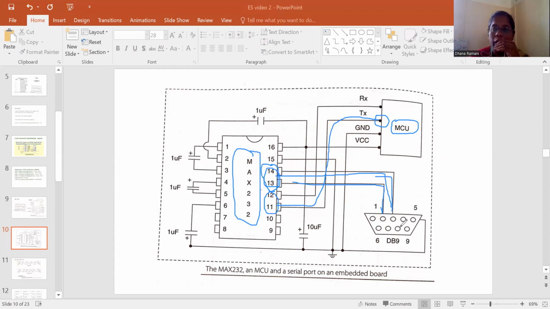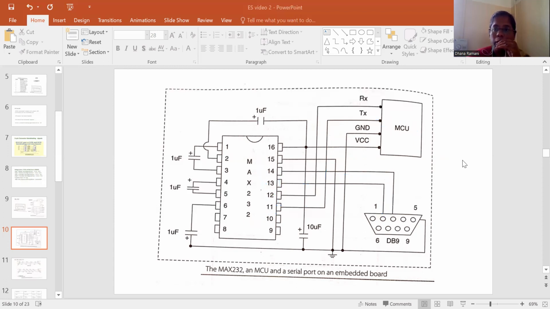Similarly, on the receiver end, when it receives the signal through the connector, again it will be given to the MAX232 IC, where it will convert back that RS232 standard to TTL standard, right? So again, that converted TTL standard signal will be given to the MC. So this is how it works. So this is one of our serial communication protocols.